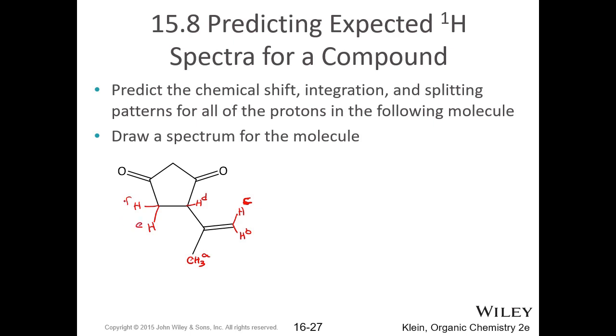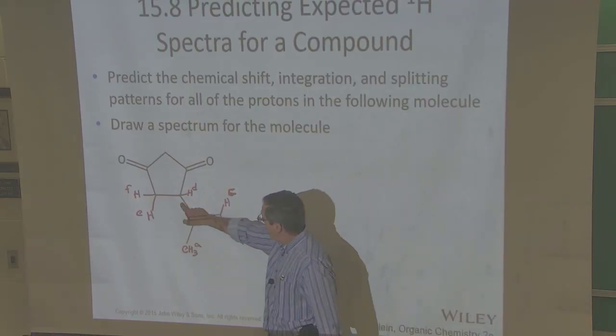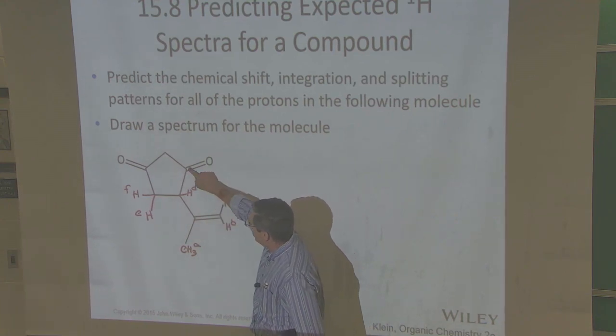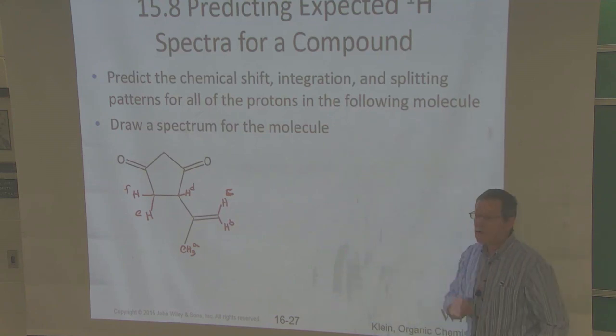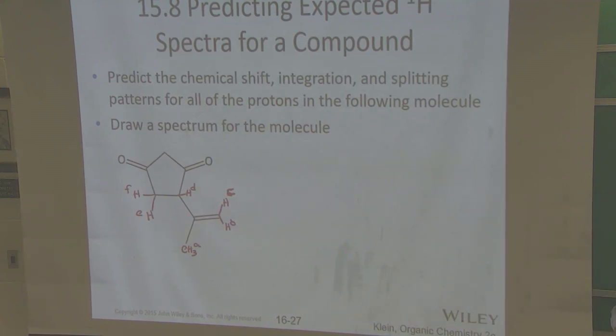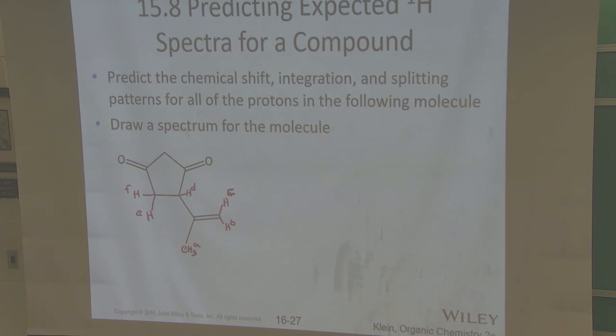These would be E and F, because this is a chiral carbon. It has an isopropenyl group, it has a carbonyl, it has a methylene, and it has a hydrogen. 4 different groups makes it chiral. Yes? So that chiral carbon can be anywhere on the molecule, but it'll still affect. Correct. Yeah. Typically, the effect will be greater on the groups closest to it.